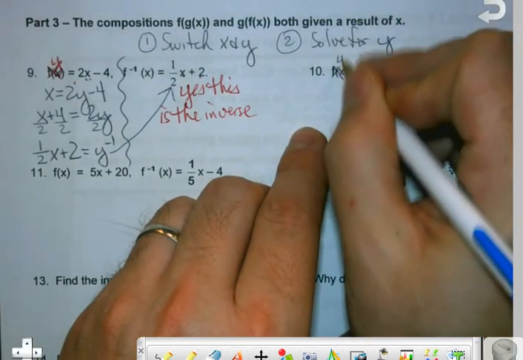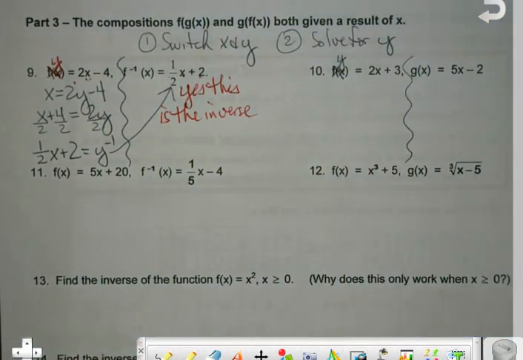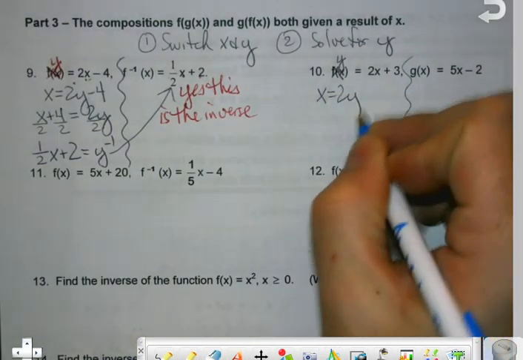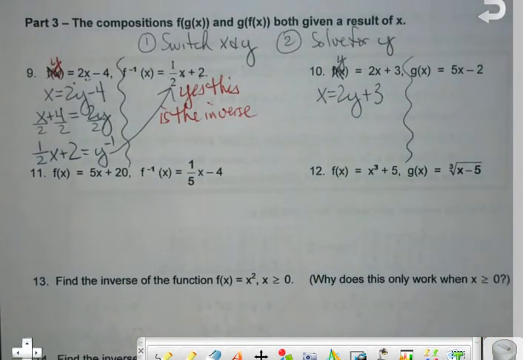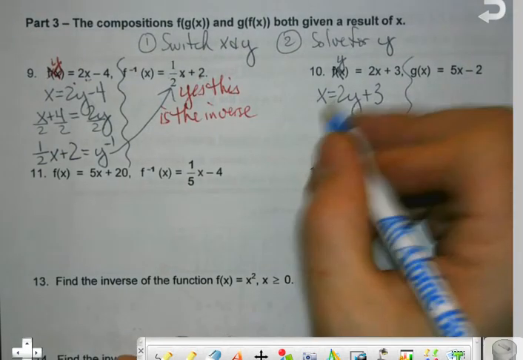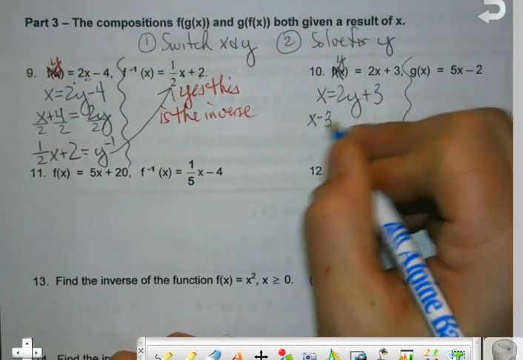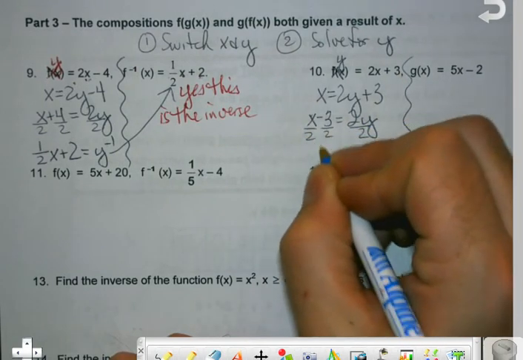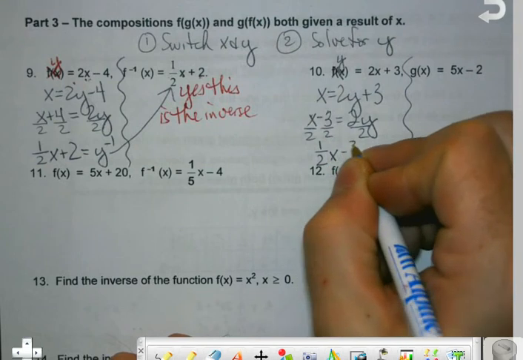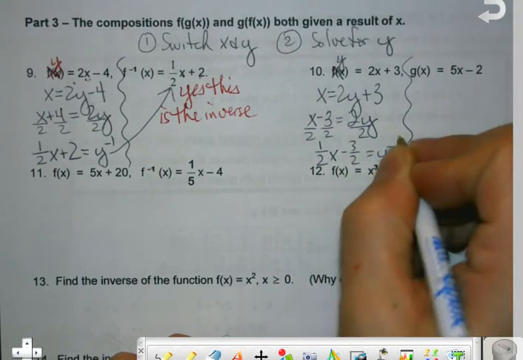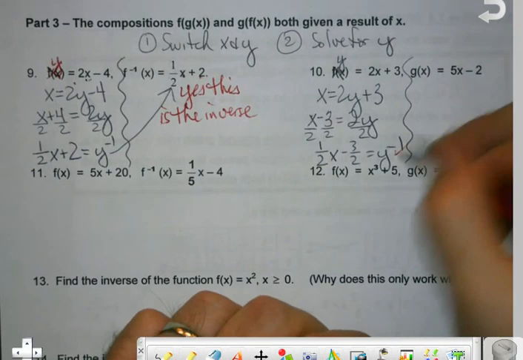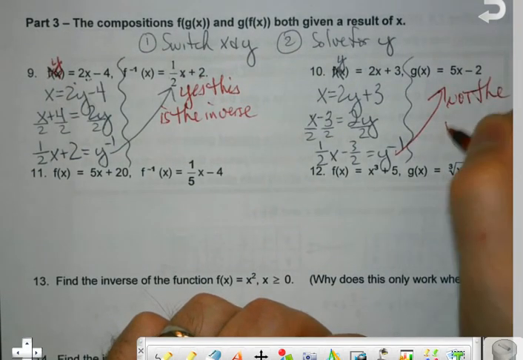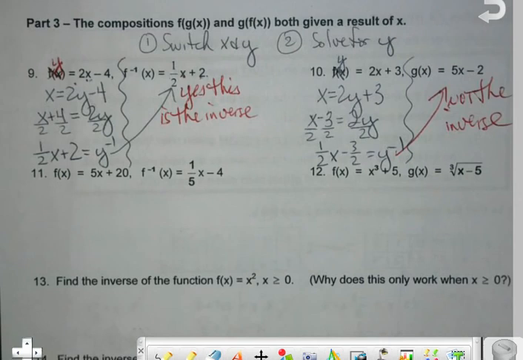Again, f of x, fancy way of saying y. Switch them up. And then just go through and get y by itself. Do we match this time? No. Not the inverse. So that's kind of what we're up to here.